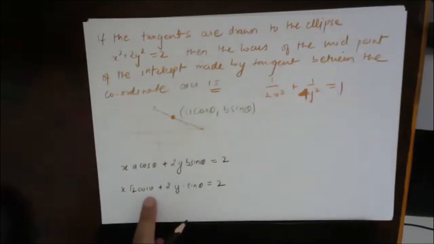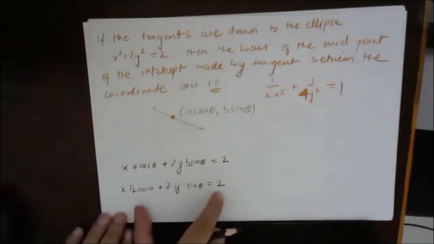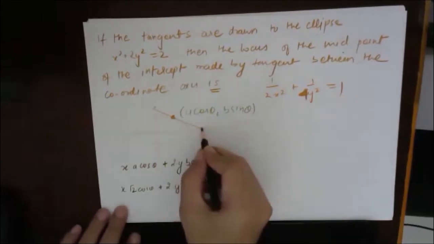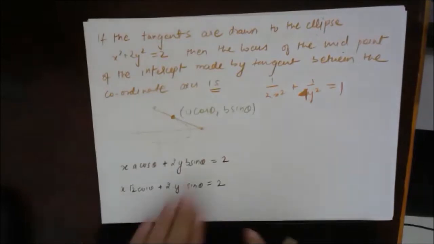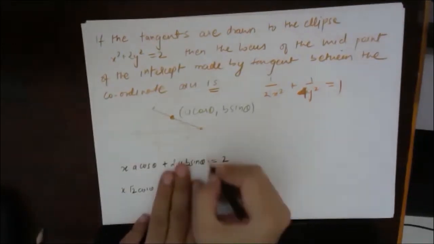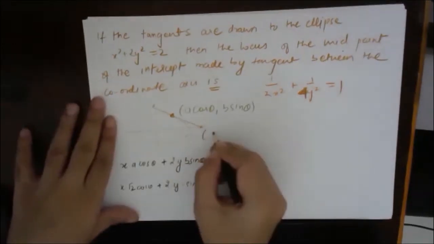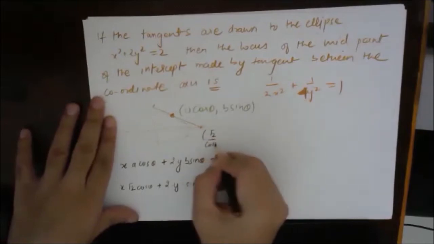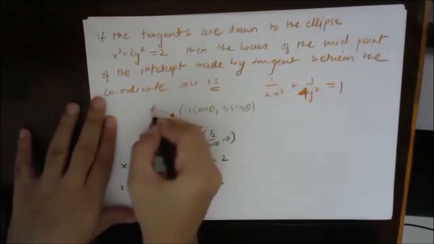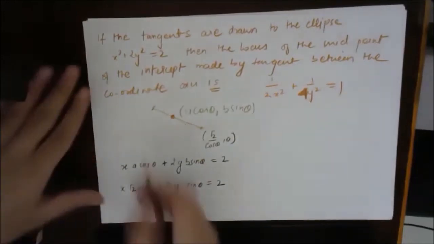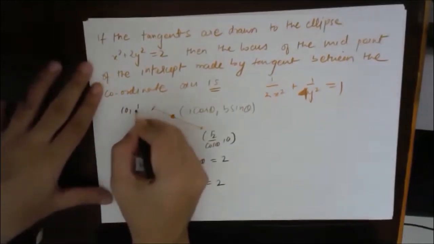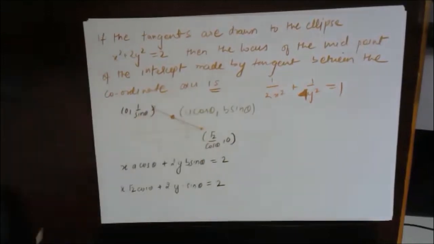So now this is the tangent, right? What I will do, I will find the x intercept and y intercept. If I substitute y is equal to 0, you will get root 2 by cos theta. So this is (root 2 by cos theta, 0). If I take x is equal to 0, this will be 1 by sin theta, so this will be (0, 1 by sin theta), right? You will get these two as coordinates.